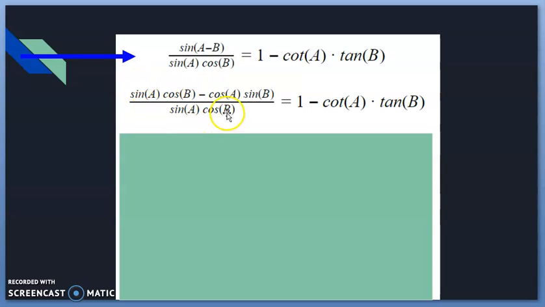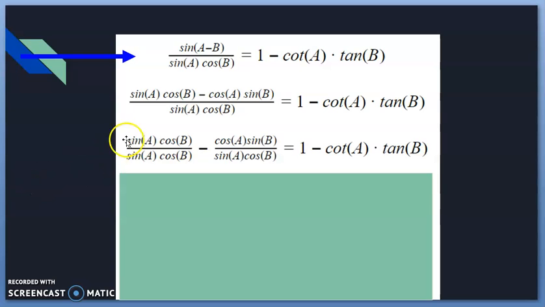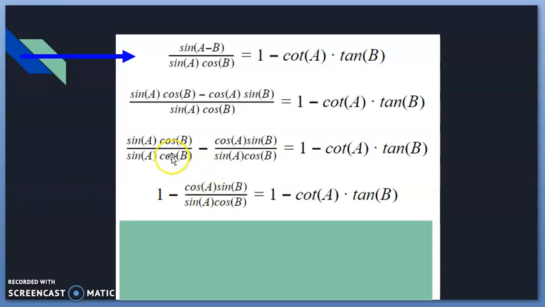And since this is written as subtraction of two fractions, we can actually break apart these fractions in order to simplify them better. So we can break this down into sine a cosine b over sine a cosine b minus the cosine a sine b over sine a cosine b. This allows us to simplify this even further because sine a cosine b over sine a cosine b is just 1. Now we're going to subtract cosine a sine b over sine a cosine b from that.